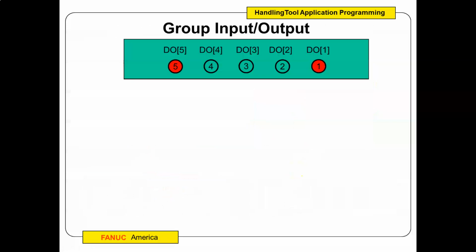Okay, now let's talk a little bit about group I/O. So in this case, if I have 5 outputs that I've grouped together, digital output 1, 2, 3, 4, and 5, and we look at a chart here, these are binary bits. Red indicates it's on. And how we work this is if this position DO1 is on, that's worth 1. This is worth 2. This is worth 4, 8, and 16.